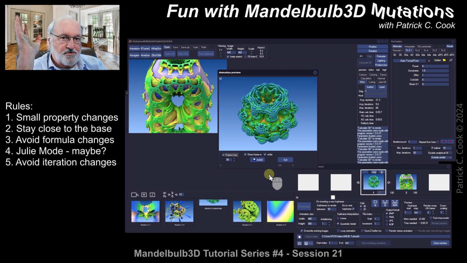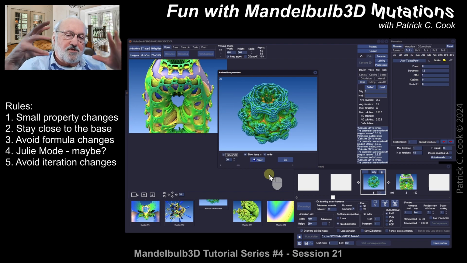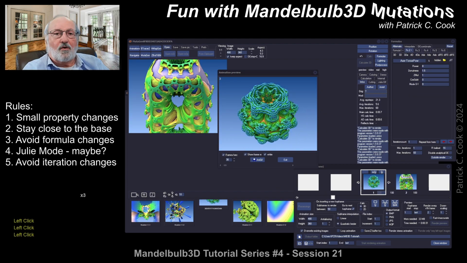whether you use the mutagen or you do this manually, the Mandelbulb3D animation algorithm or code does not handle the change of formula assignments between keyframes. It doesn't know how to interpolate or blend. All right, so what we're seeing here is an example of something that doesn't work.